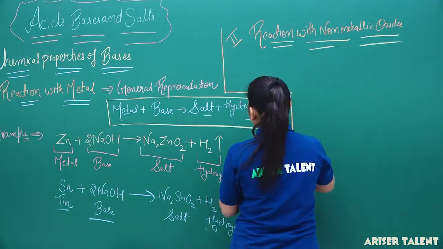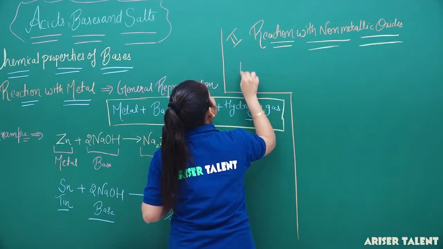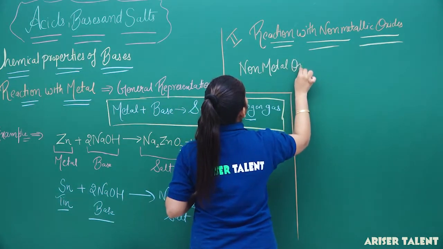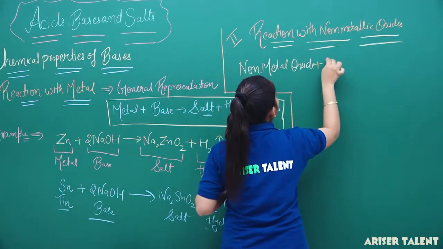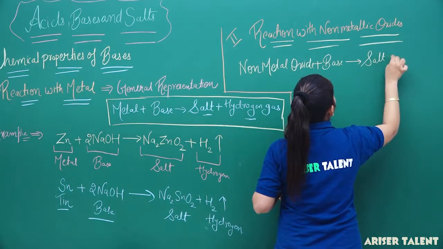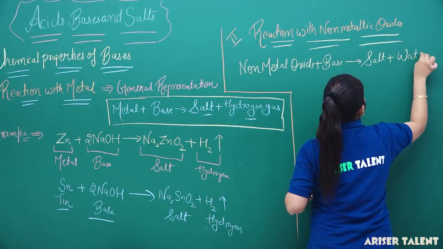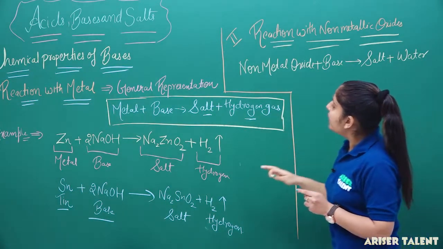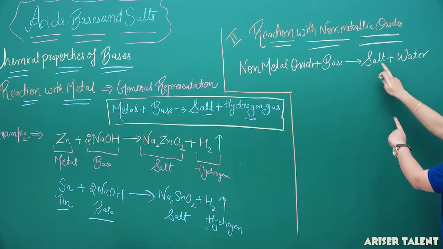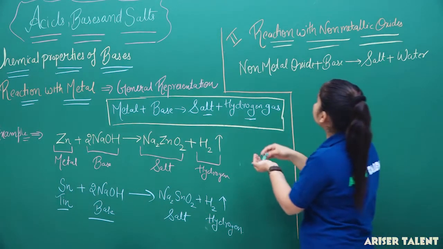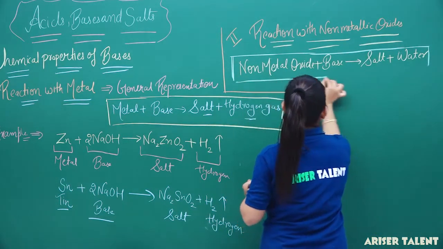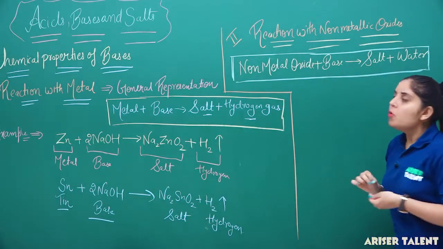The general representation will be: non-metal oxide will react with base to give salt and water. So, in the earlier equation, we got salt plus hydrogen gas. Now, in the second equation, we are getting salt plus water. So, this will be the general representation for the non-metallic oxide reaction.